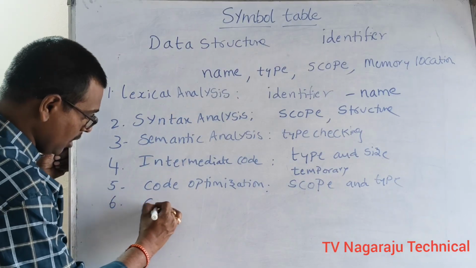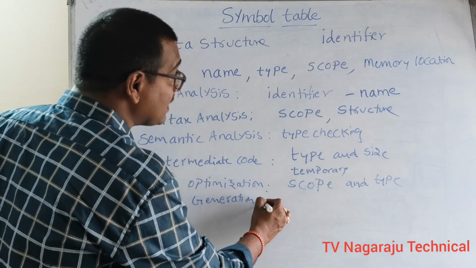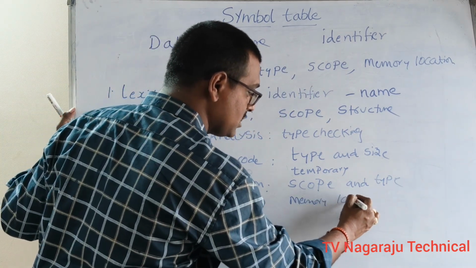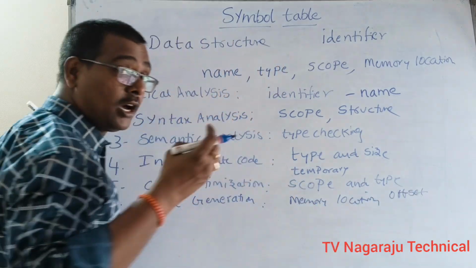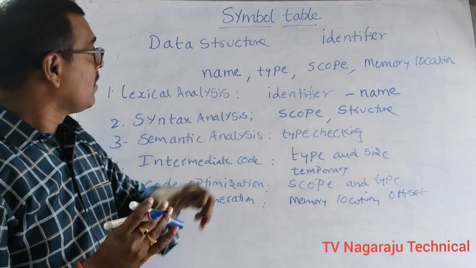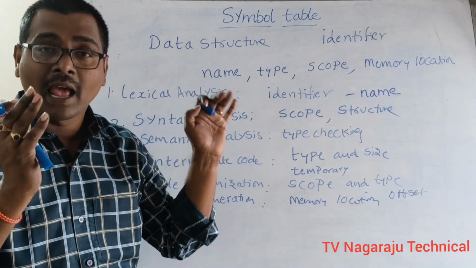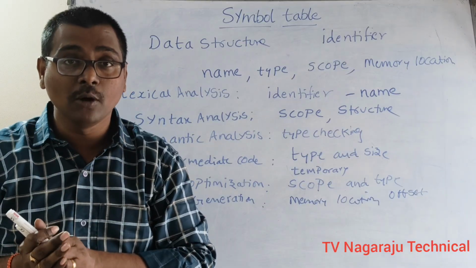And lastly, the code generation phase. This phase uses the memory location and offset. So this phase uses the memory location and offset address, which are used to generate the code without any errors. Clear? That is, the symbol table is maintained by all the phases. Along with the symbol table, error detection and correction is also maintained.